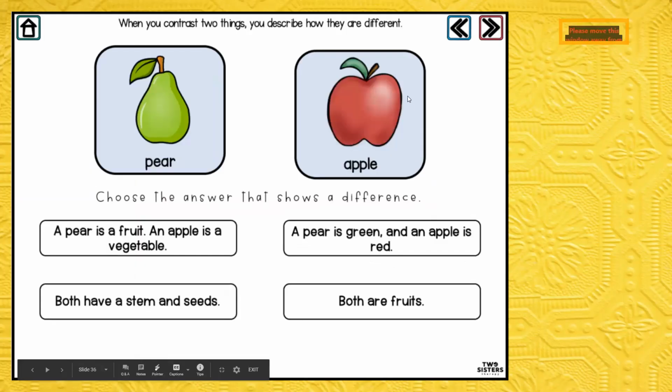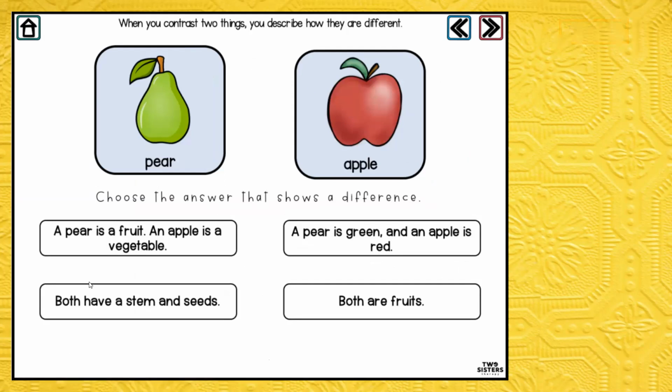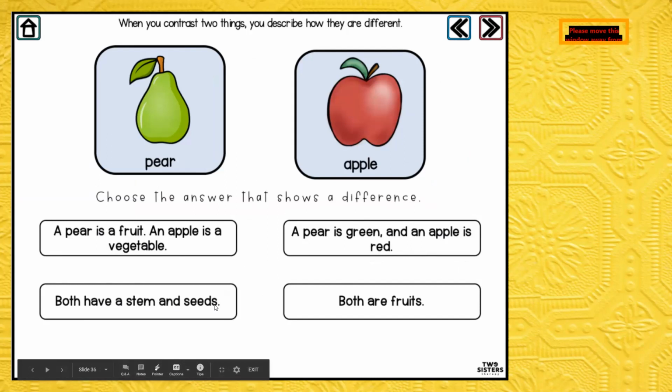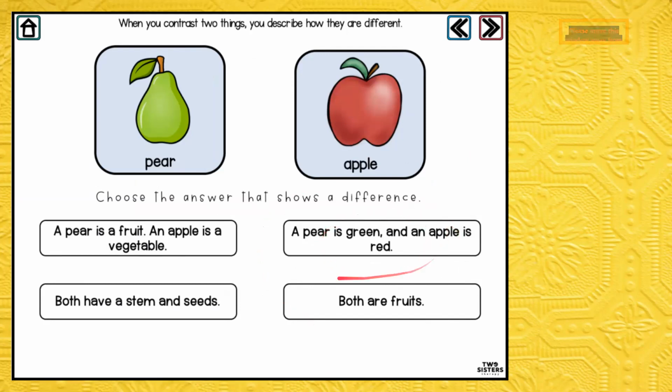Let's look at a different one. Now we have a pear and we have an apple. We're telling what's different about these, not what's the same. So what's different? I'll read the answer choices. You shout out when you see the answer. A pear is a fruit, an apple is a vegetable. A pear is green, an apple is red. Both have a stem and seeds. Well, that's what's the same. We're looking for what's different. Both are fruits. Well, that's the same also. We're looking for what's different. So if I'm looking for what's different, I'll probably say a pear is green and an apple is red.